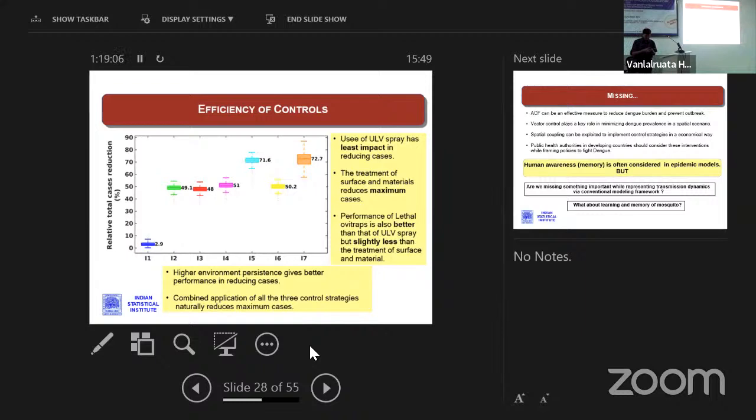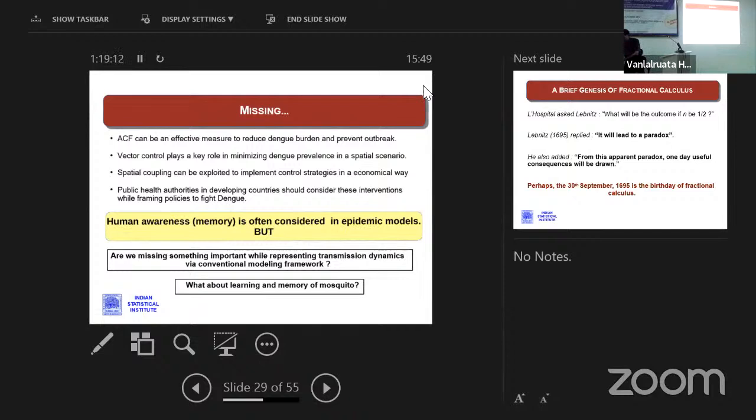Okay, so the last part I talked about is the memory part. How about memory? Mosquitoes also have memory. I do not know whether you have the experience. Have you ever been bitten by a mosquito? Of course. Everyone? You see that they do not generally bite in this place. They generally bite in some places where we don't have any access.